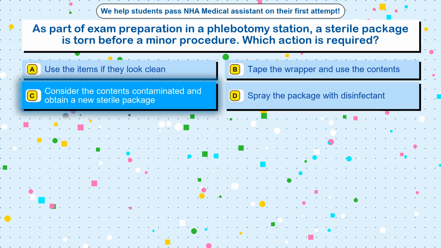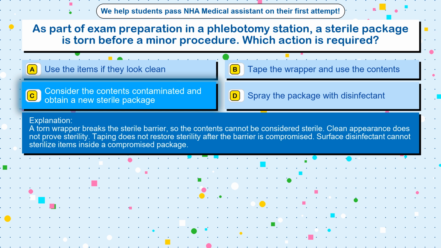Consider the contents contaminated and obtain a new sterile package. A torn wrapper breaks the sterile barrier, so the contents cannot be considered sterile. Clean appearance does not prove sterility. Taping does not restore sterility after the barrier is compromised. Surface disinfectant cannot sterilize items inside a compromised package.